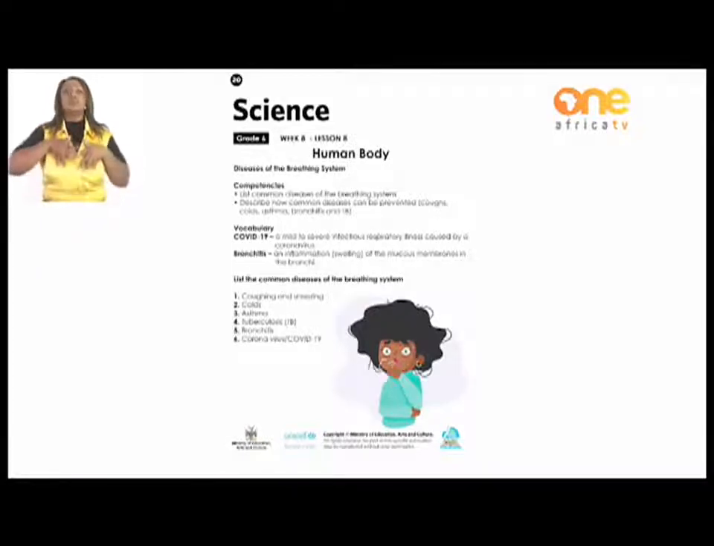Bronchitis. Bronchitis is an inflammation, a swelling. Inflammation means swelling of the mucous membranes in the bronchi. The bronchi are the tubes that we find in our lungs. Then the common diseases of the breathing system we will be focusing on: coughing and sneezing, colds, asthma, tuberculosis, bronchitis, coronavirus, also known as COVID-19. Let us all turn to page 21.